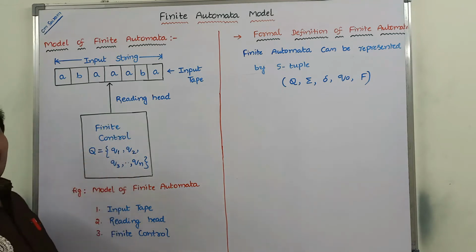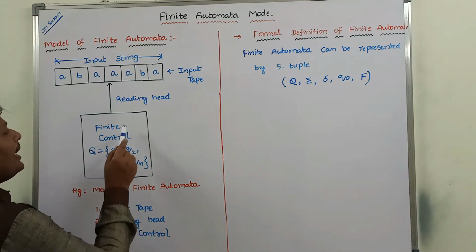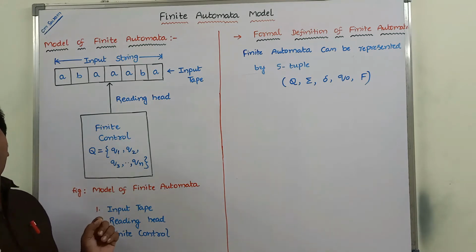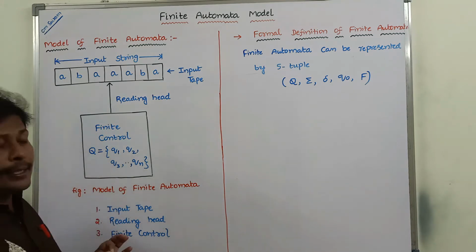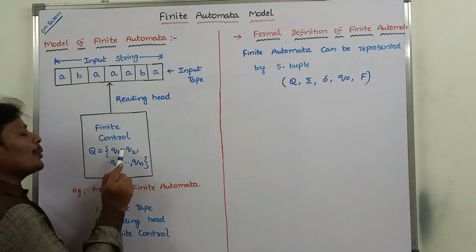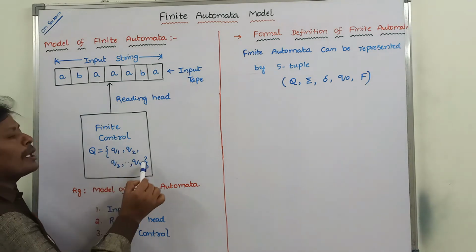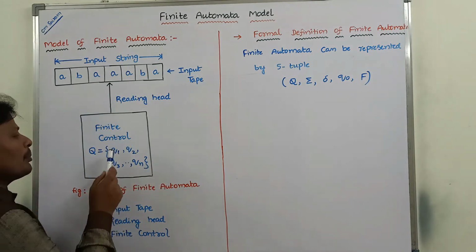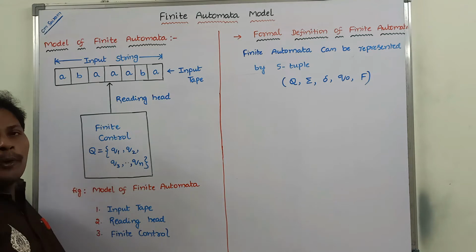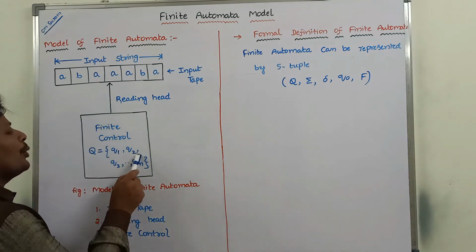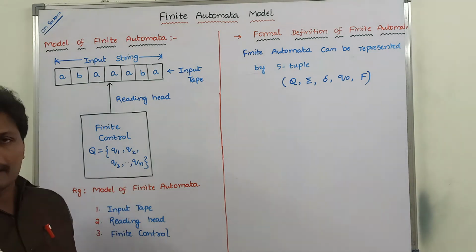Next one is finite control. A finite control can contain a finite number of states, that is capital Q, where Q is a finite number of states that are Q1, Q2, Q3 up to Qn. So these are the finite number of states present in capital Q, where Q1 is the initial state and Qn is the final state.